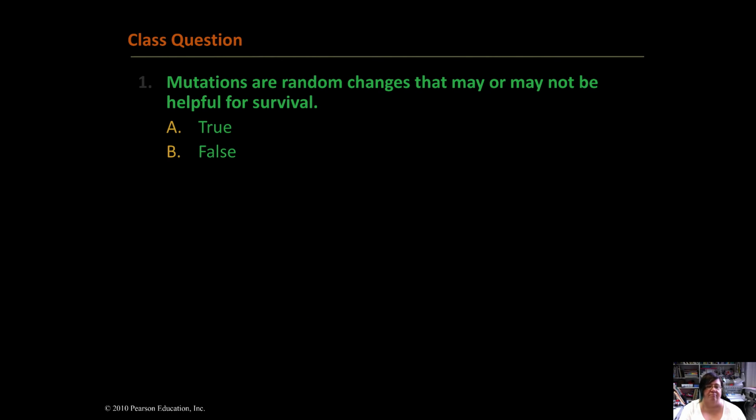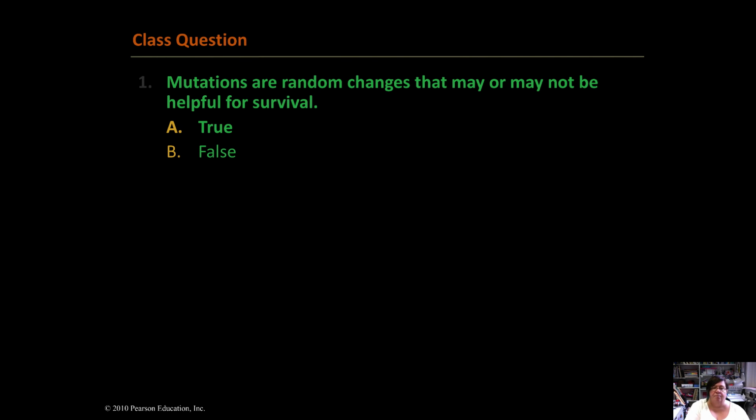Okay. All right, let's try a question. Mutations are random changes that may or may not be helpful for survival. Well, that's true, right? You might have a mutation that causes you to be blind, and that would not be good for your survival. But another mutation might change the color of your shell, let's say, and that might allow predators not really to see you. So it really depends on the mutation, and they're random, so you're just as likely to have one that's good or bad. We'll talk about that more when we talk about evolution.